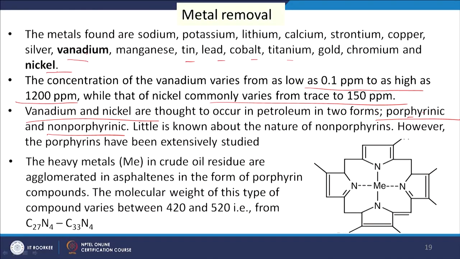Most of the literature prefers the porphyrinic state, and more information is available on this. The other one is not widely reported, and the molecular weight of this type of compound may be 420 to 520, and the molecular formula is C27N4 to C33N4. So, this is the representation of these porphyrinic metallic compounds. So, we have to remove this metal.